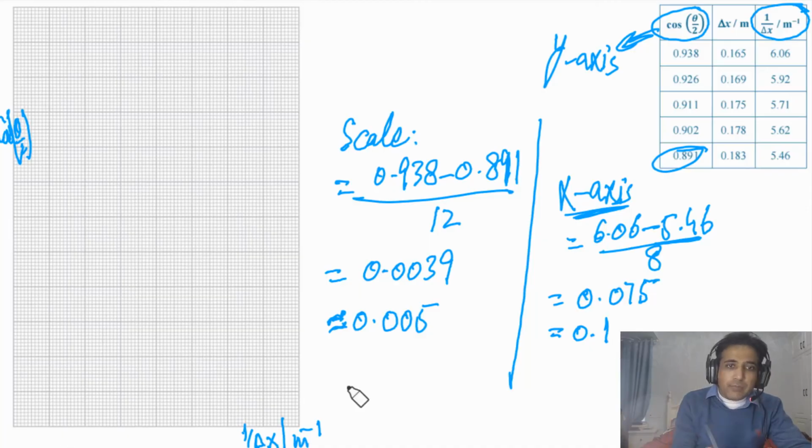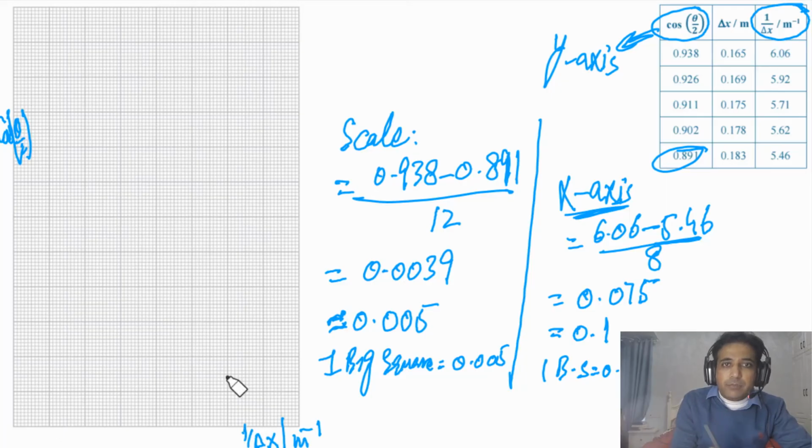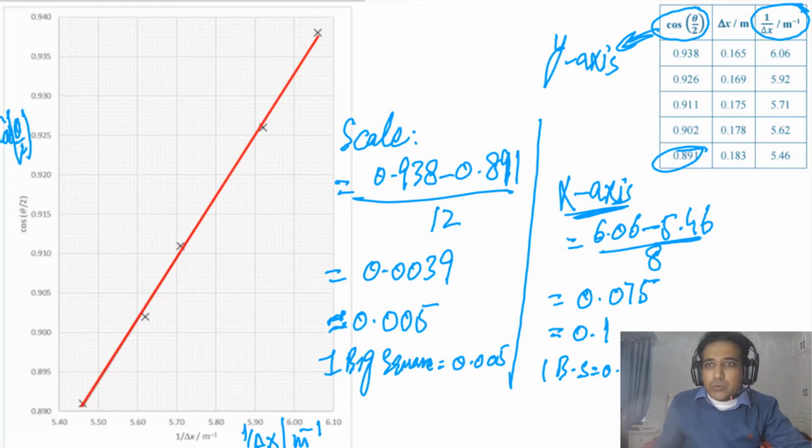So one big square on the y-axis is equal to 0.005, and one big square on the x-axis is equal to 0.1. Now we can simply label this, plot the points, and then draw the line. Let me show you how you can do this. So this is how you can sketch the graph.